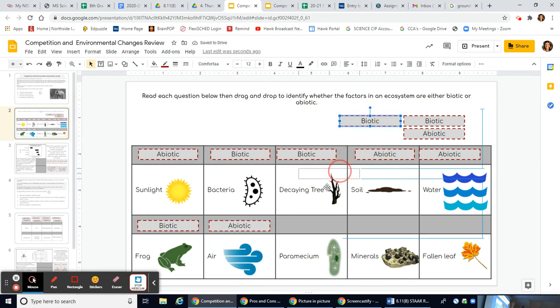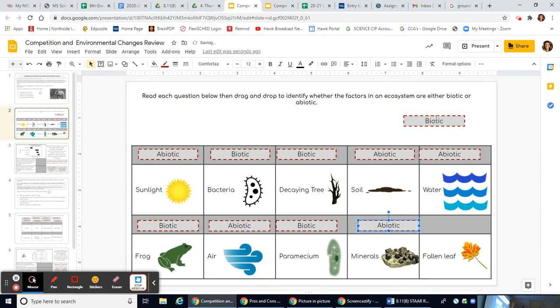Paramecium, that's living, so it's going to be biotic. It's microscopic, but we also have cells that are living that are microscopic. And minerals are going to be non-living. And a fallen leaf is also going to be biotic because it was once living.